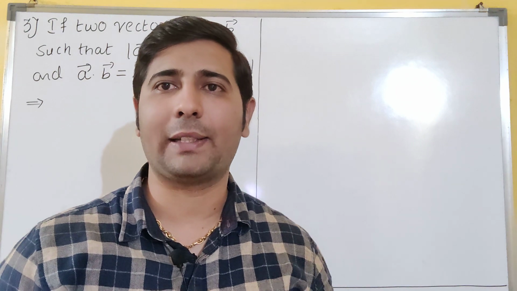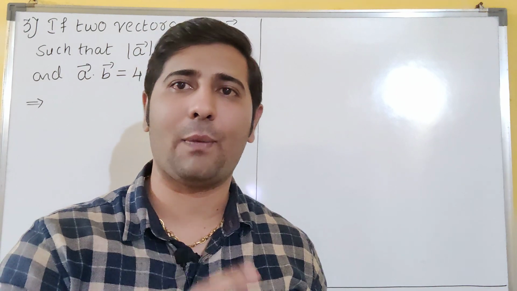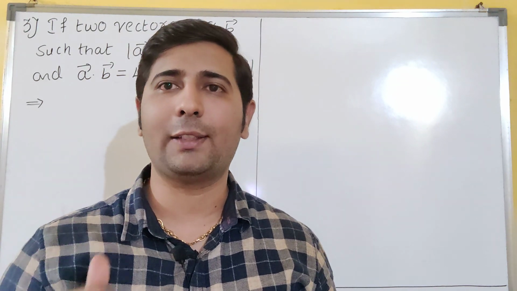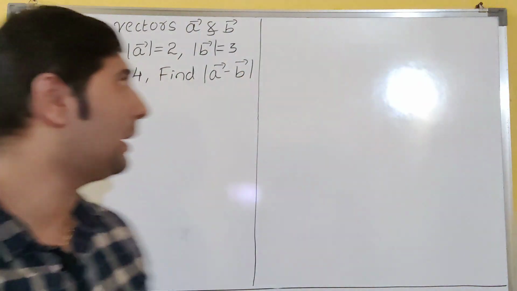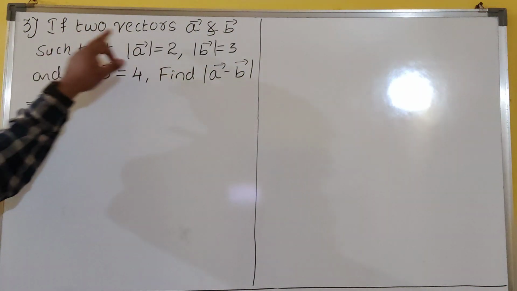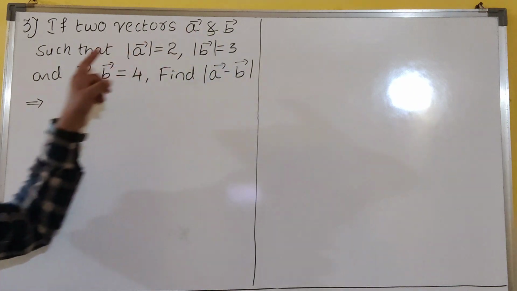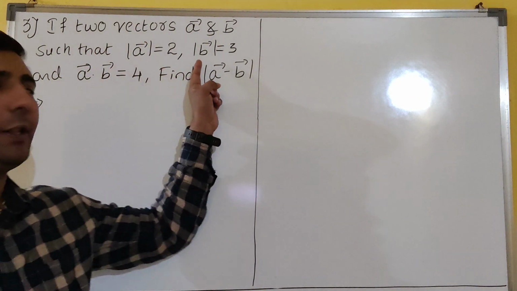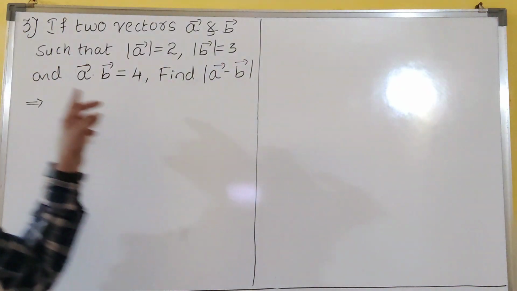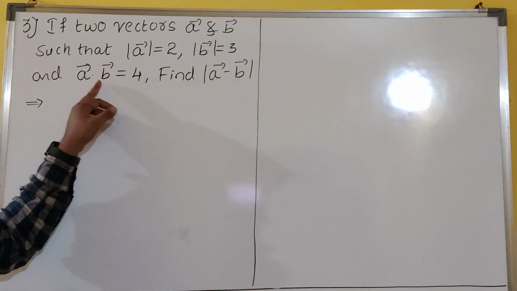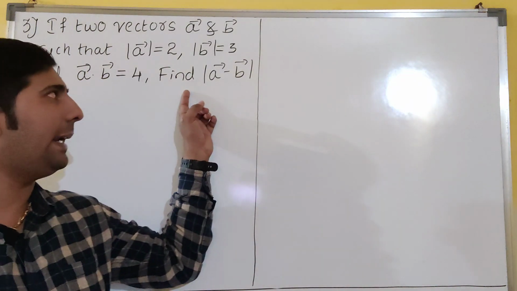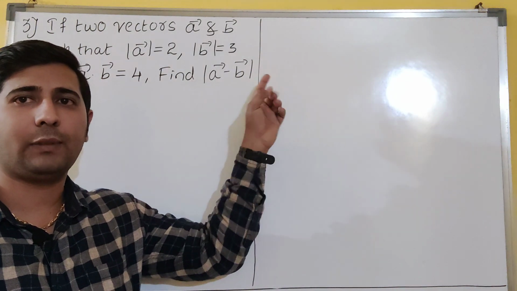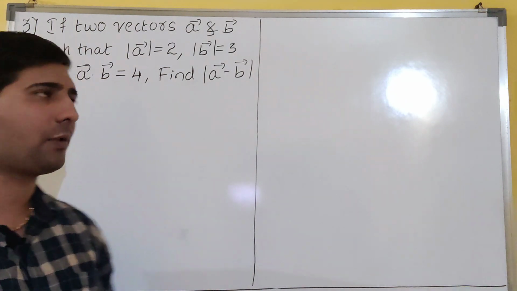In the last class, vectors 3 marks, we have seen question number 1 and 2. Now let us solve question number 3. If two vectors, vector A and vector B, are such that magnitude of vector A is equal to 2, magnitude of vector B is equal to 3 and vector A dot vector B is equal to 4, find magnitude of vector A minus vector B. Very easy question, dear students.